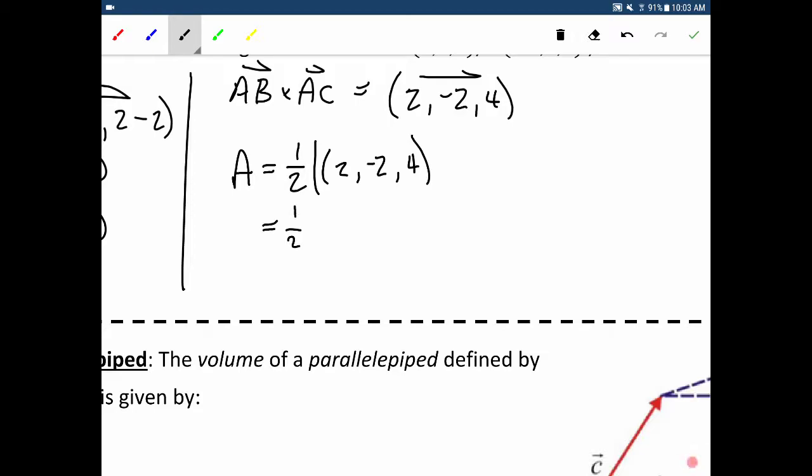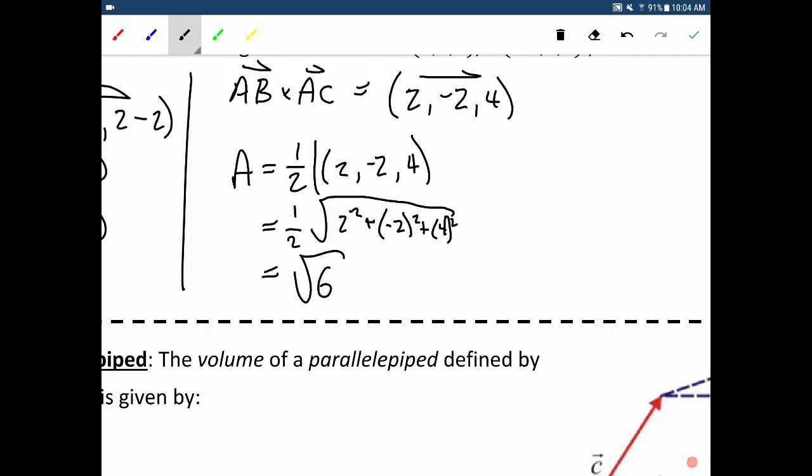So it's 1/2 times the square root of 2 squared plus -2 squared plus 4 squared, which leaves us with root 6. Okay, and I'm just going to leave it as root 6. Depending on the context, you may want to give a decimal.